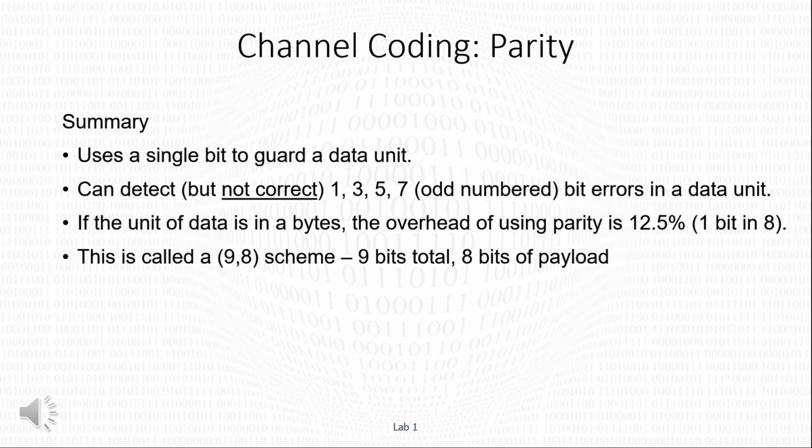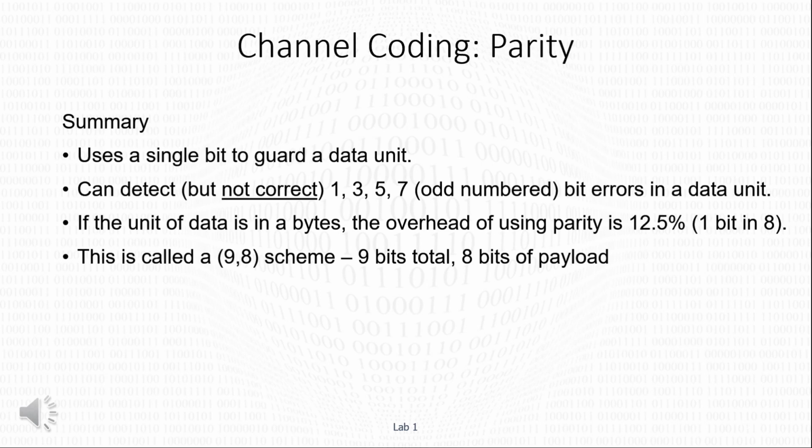In summary, channel coding via parity checking uses a single bit to guard a data unit. It can detect an odd number of bit errors. So if there are 1 bit, 3 bits, 5 bits, or 7 bits in error in a block, a byte, it will be able to detect that an error has occurred.